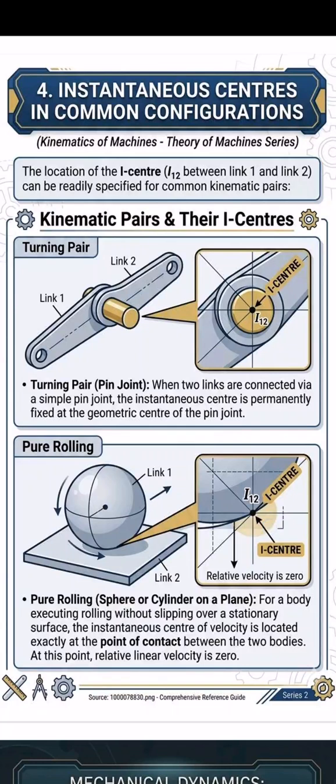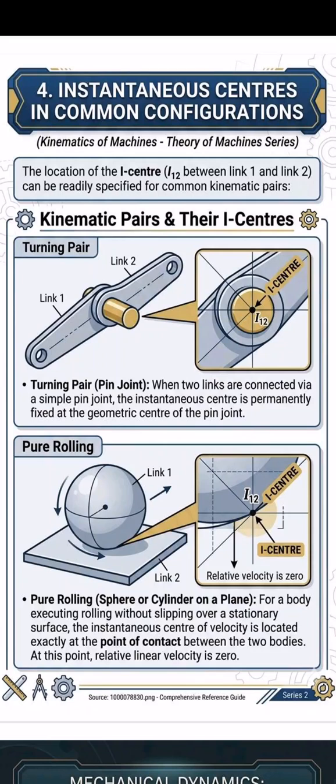Instantaneous centers in common configurations. The location of the instantaneous center I12 between link 1 and link 2 can be readily specified for common kinematic pairs. Turning pairs: when the two links are connected via a simple pin joint, the instantaneous center is permanently fixed at the geometric center of the pin joint.